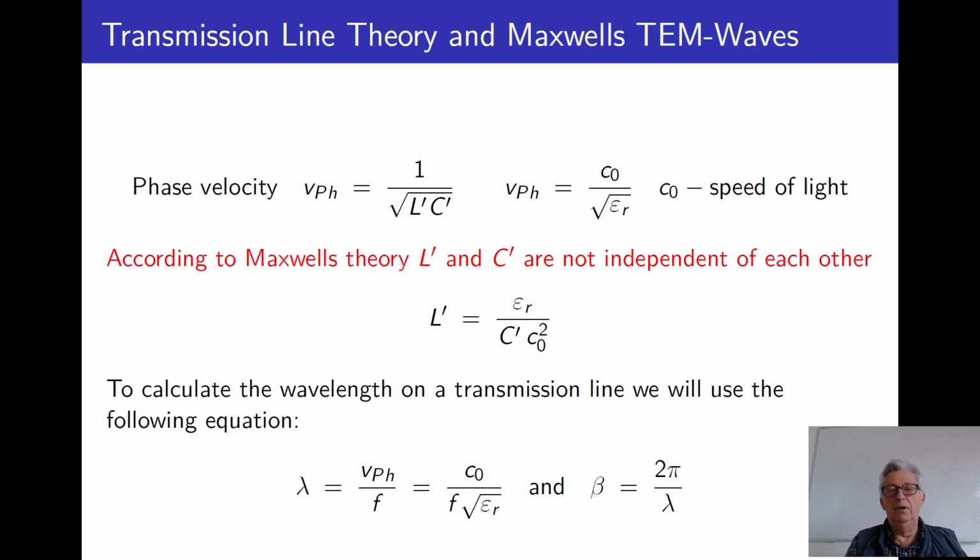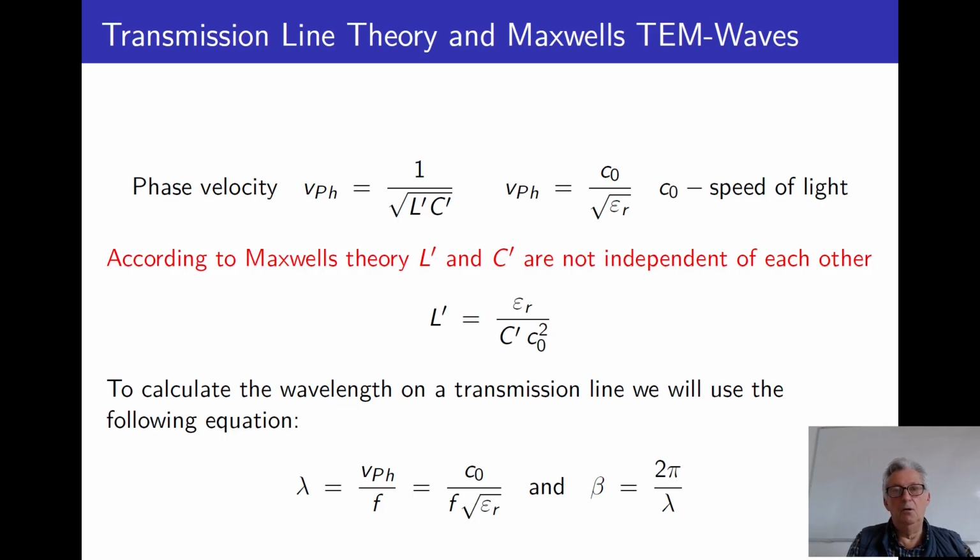To calculate the wavelength on a transmission line, we will now use the following equation. Lambda is of course the phase velocity divided by the frequency, and this is then c naught over the square root of epsilon r, divided by f. So this is the equation we will use to calculate the wavelengths on a transmission line, where we have to know, of course, the relative permittivity of the medium in which the transmission line is embedded.